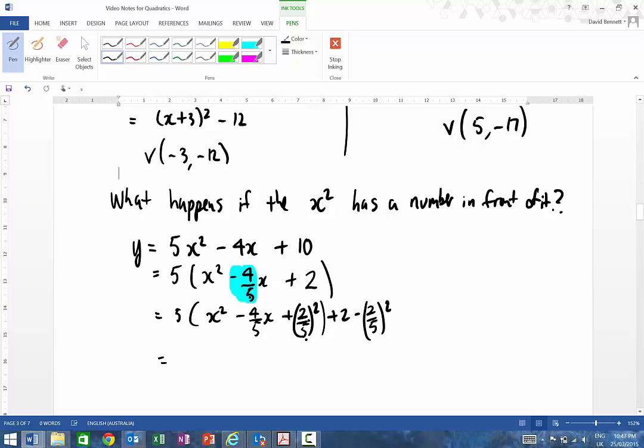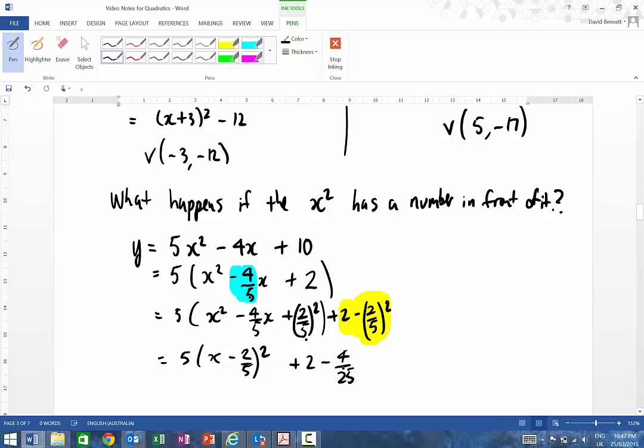What we're going to do is use this bit here now. We're going to say 5, and we know this is the perfect square, so that's going to be x take that value, so it's going to be 2/5, and that's going to be squared. Now all I have to deal with are these two terms over here, the 2 and that bit there. I've got to combine it to be a number. So that's going to become plus 2, take away, now I square that out, that's going to give me 4 over 25.